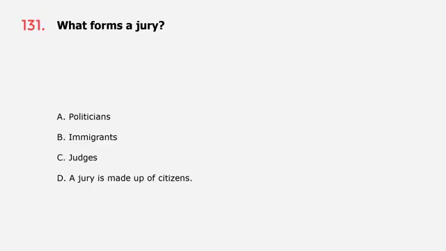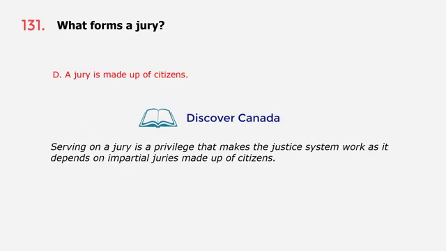Question 131. What forms a jury? A. Politicians. B. Immigrants. C. Judges. D. A jury is made up of citizens. The answer is D, a jury is made up of citizens.